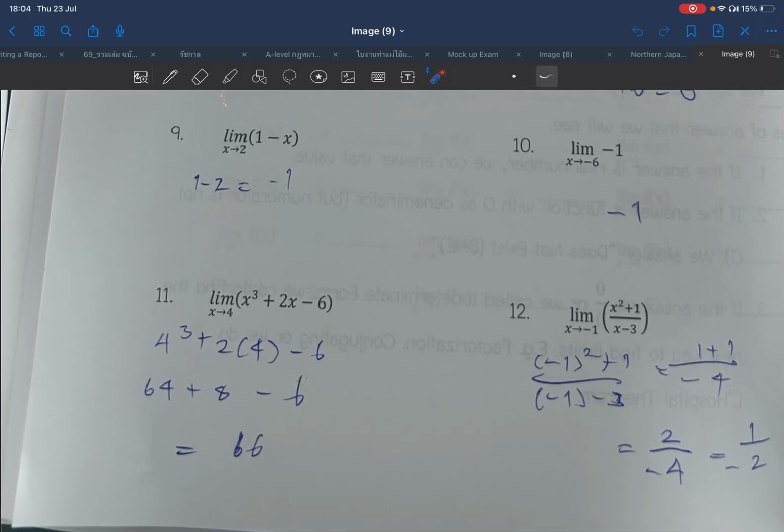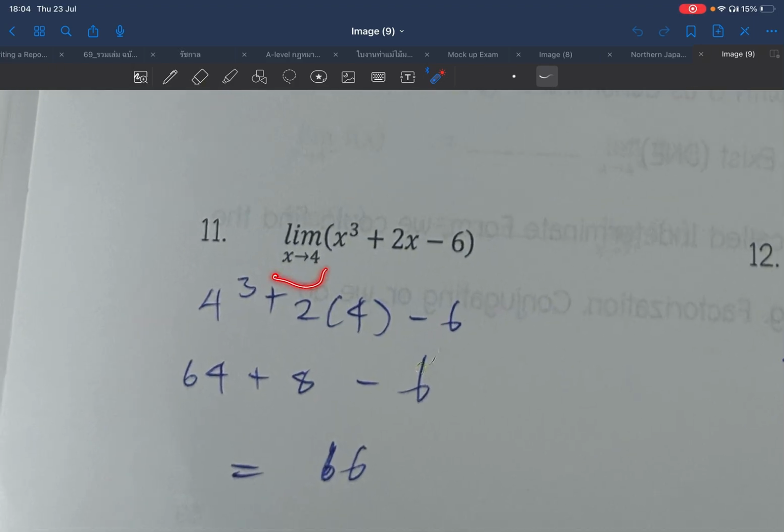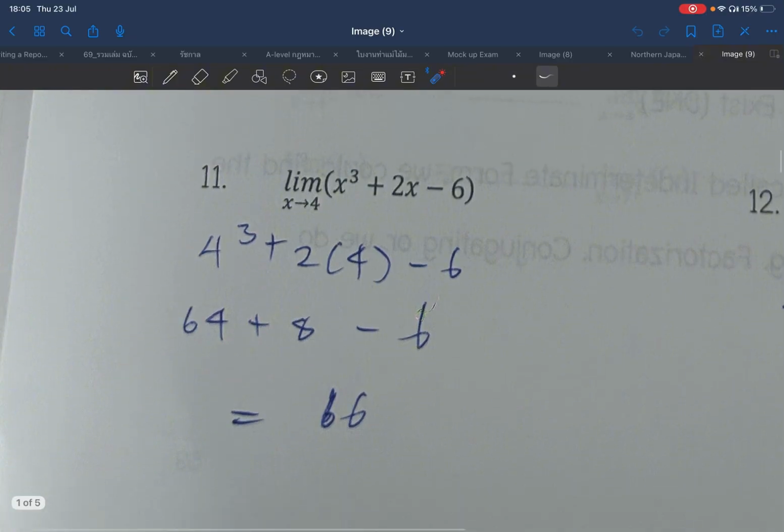Number 11. So the limit of x power 3 plus 2x minus 6 as x approaches 4. We substitute x as it approaches 4 into the function. 4 power of 3 is 64, and 2 times 4 is 8. So combining them, we will get 64 plus 8 minus 6. We add them up, and then minus 6, we will get 66.